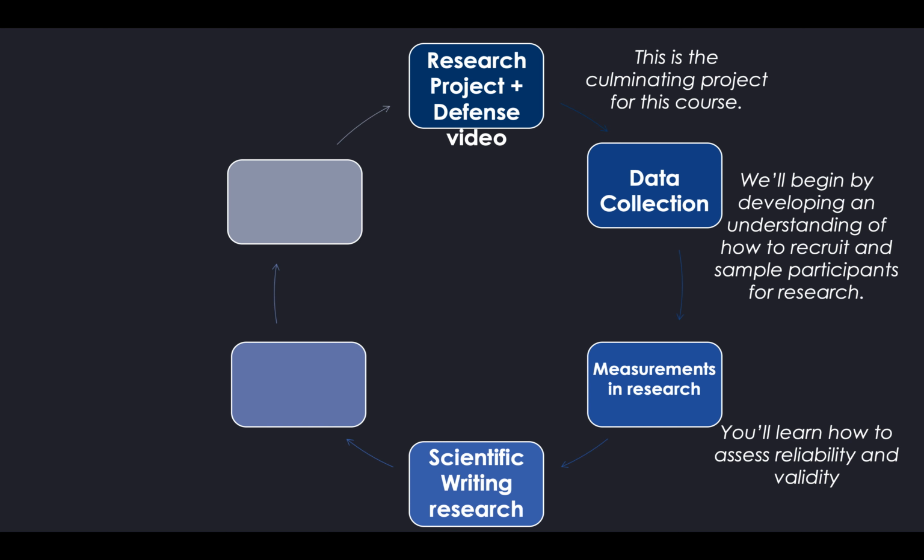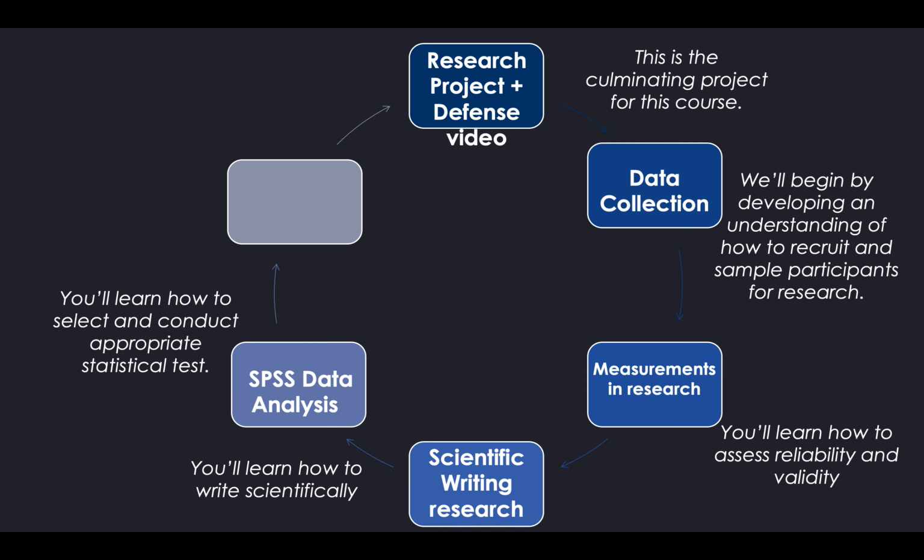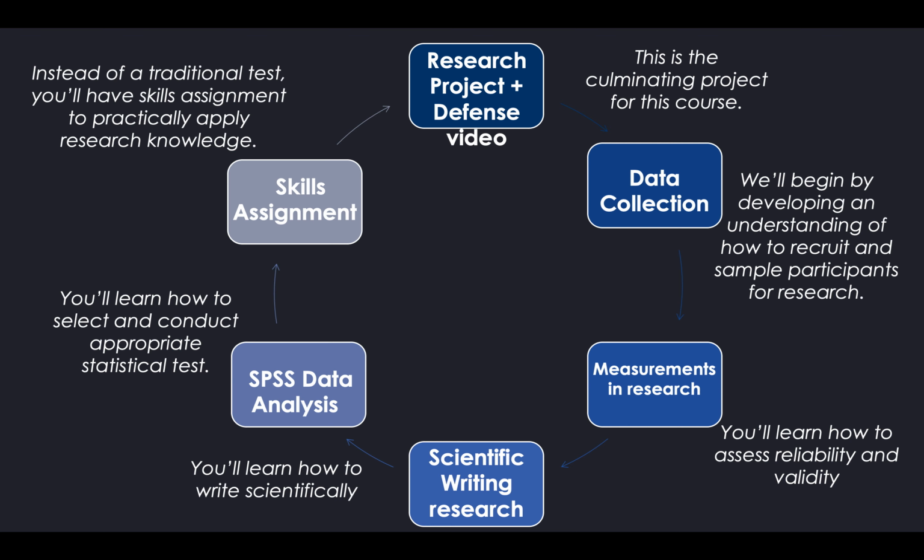In this course, you will do a lot of scientific writing, and the scientific writing will come mainly as you prepare the different components of your manuscript. SPSS data analysis is a key part of this course, and you will learn how to select and conduct appropriate statistical tests because, again, different designs and different types of data will require you to do different types of statistical analyses. Finally, you will have two skills assignments, and in these skills assignments you will learn how to practically apply your research knowledge based on what we have covered in the course.